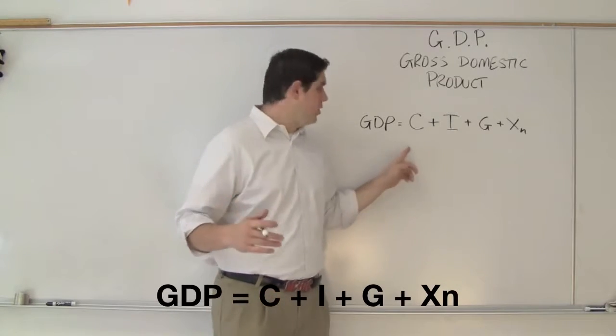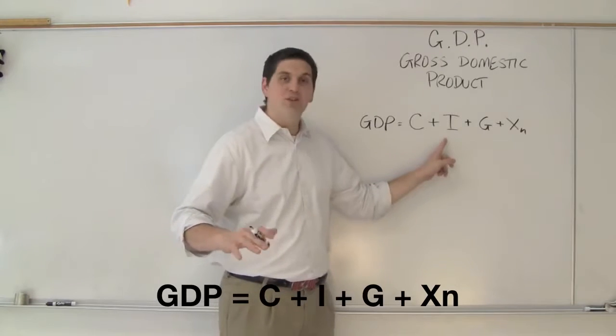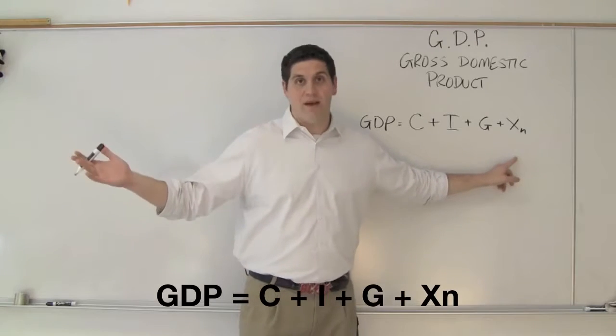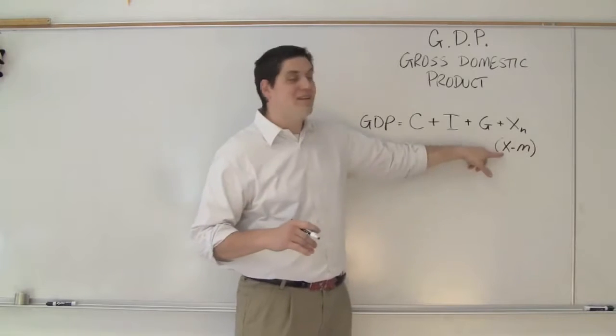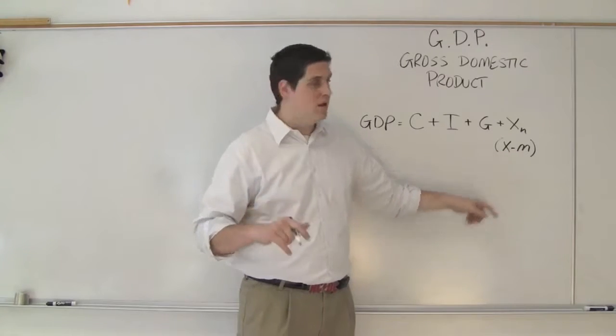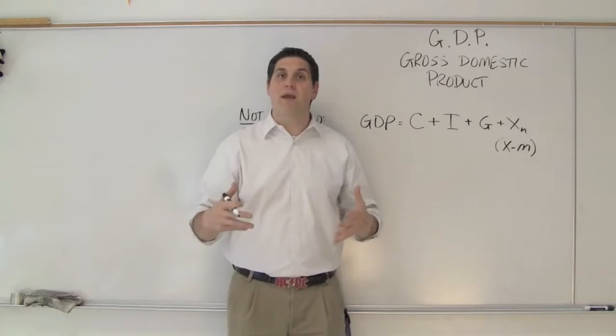There's people, you and me, consumers. There's companies, businesses, which is called investment. There's the government that buys stuff, and there's other countries that buy stuff. That's it, C, I, G, Xn. In the United States, this is a negative number because we import more than we export. All right, does that make sense? These are the 4 components that GDP is made up of.